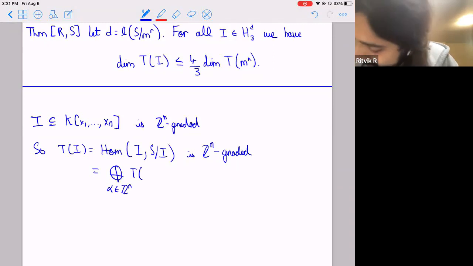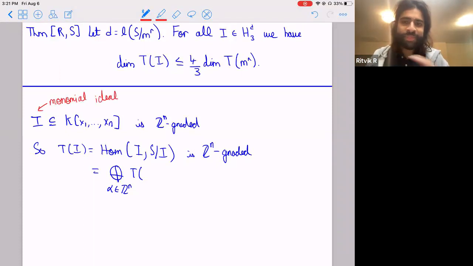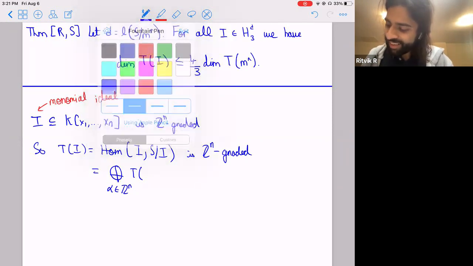And so, sorry, I'm assuming this is a monomial ideal. Remember, I is always monomial. If I was not a monomial ideal, I'm not sure what grading there is on the ideal, but because it's monomial, there's a Z^n grading.